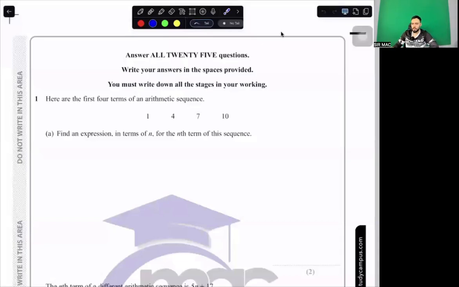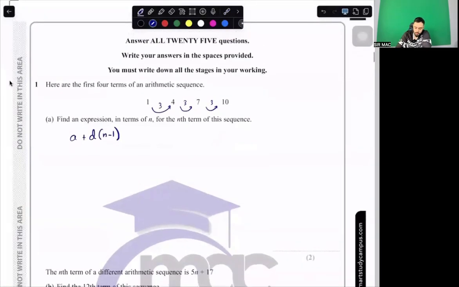So first part is going to be about the arithmetic sequences. Find an expression in terms of n for the nth term of the sequence. There is an increase of 3 for all the next terms. So I can say that a plus d times (n minus 1) is the general formula for arithmetic sequences, where a is the first term and d is the common difference, that's 3.